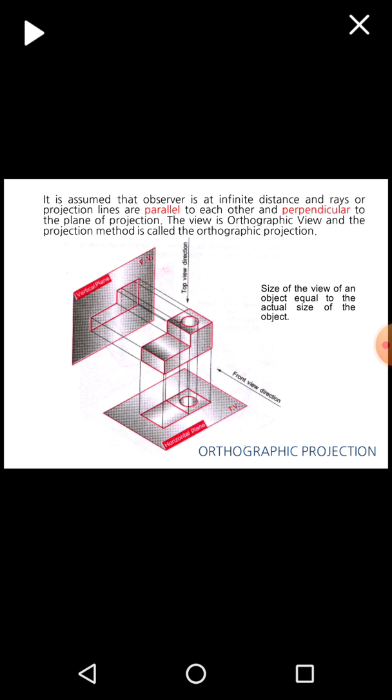Now the observer position will change. Now the observer will look from the top side or top direction, and the projection lines are taken parallel to the object and perpendicular to the horizontal plane, and we are getting the projection on the horizontal plane. That projection we can call a top view. Whatever the actual size of the object, the same size we are getting on the vertical plane and on the horizontal plane. So the projection on the vertical plane we can call a front view, and the projection on the top horizontal plane we can call a top view.